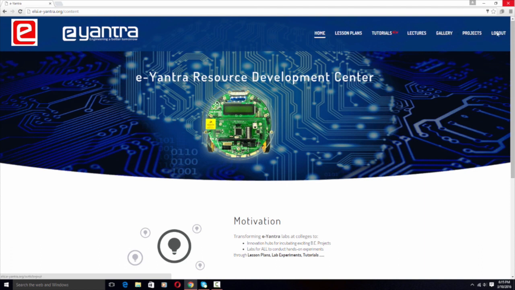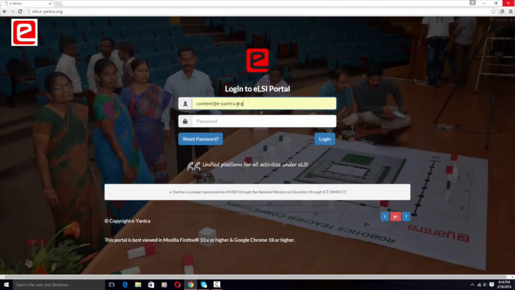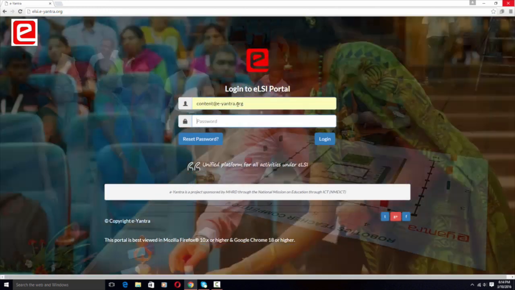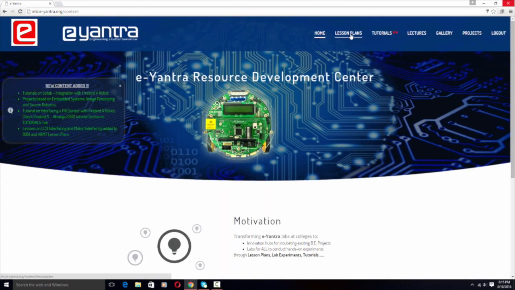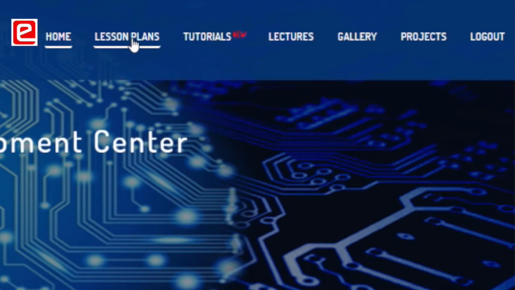Teachers who are trained through the e-Yantra lab setup initiative are given login credentials and they land on this page. They log in and they have access to different contents that are provided on the portal.